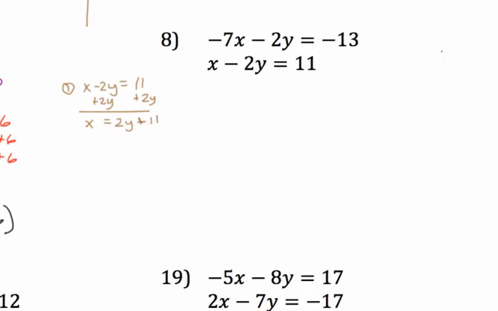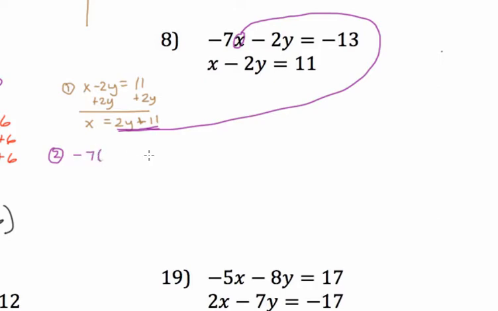Step 2, substitute. Take the x stuff and put it into the other equation and substitute it in instead of the x. So it'll look like this. Negative 7, take out the x. Instead of the x, put the stuff that we know x is equal to. Now you have one equation with one variable, solve it.